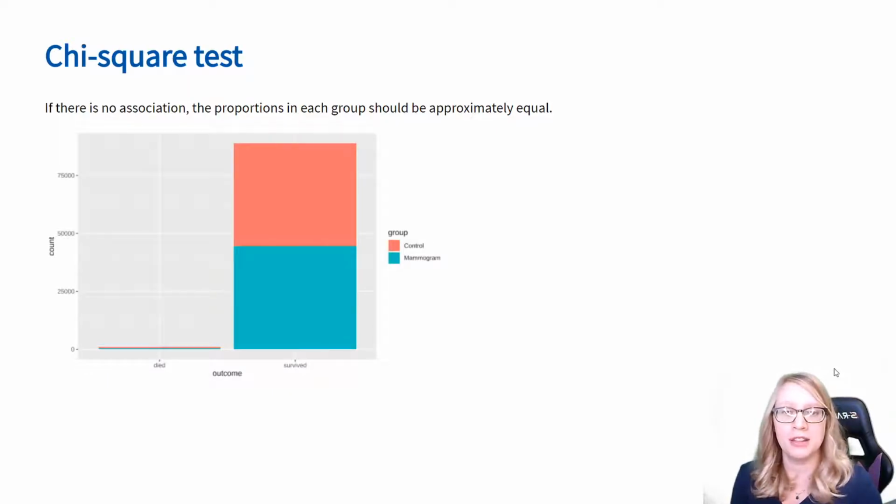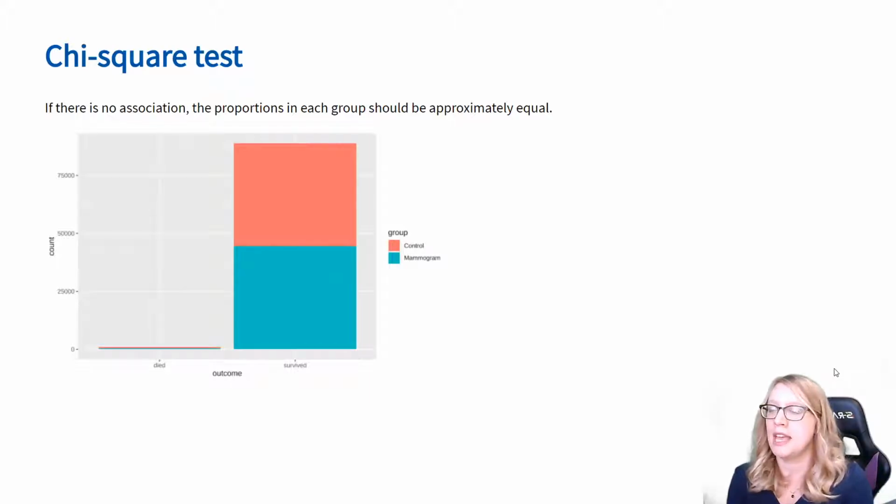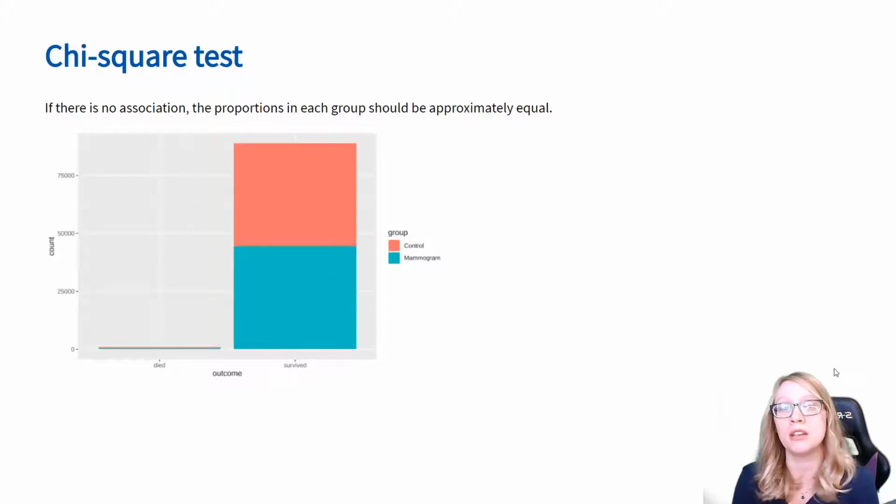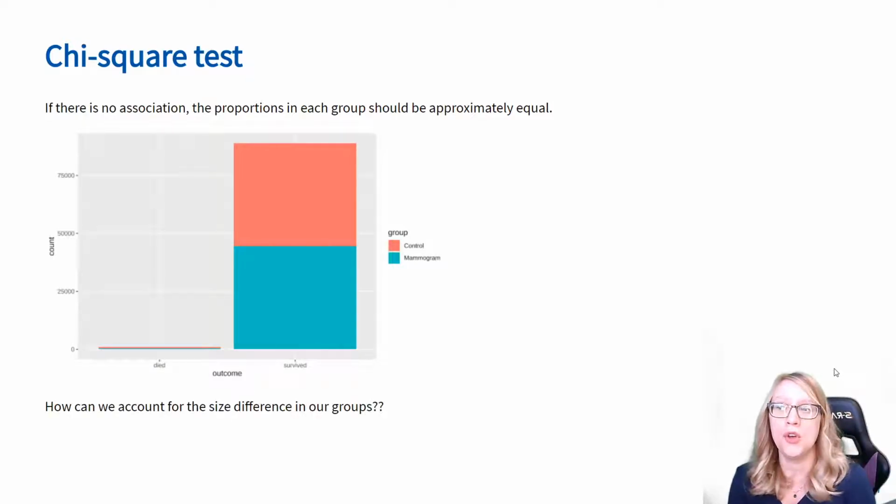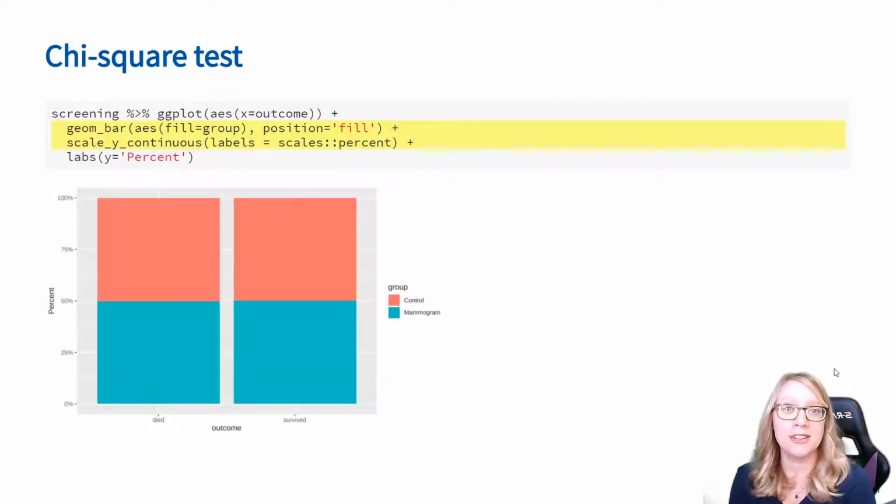Now, unfortunately, when we have a very different size in each of the groups, that becomes difficult to see. So when we look at, say, a bar chart, the number of people who survived is so much greater in magnitude than the number of people who died from breast cancer that we really can't see whether or not there's much of a difference between the group memberships. So one tool or one change that we can make in our code is to add this scale argument.